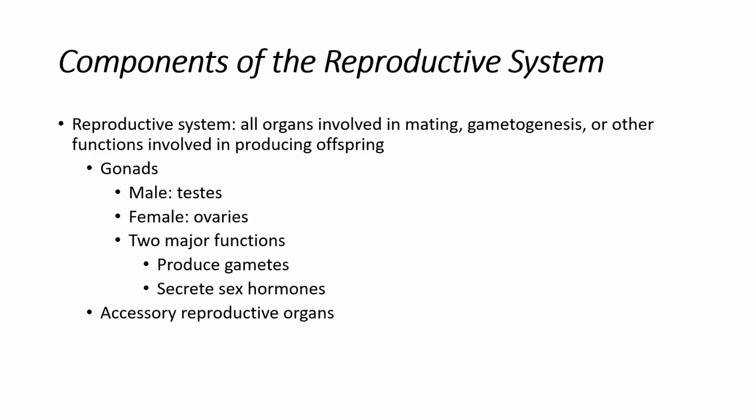And then we also have the accessory reproductive organs that are included here. We can think about this as being like the uterus, the fallopian tubes, the vas deferens, the prostate. All of these are also involved in an accessory or a supportive role in terms of reproduction.